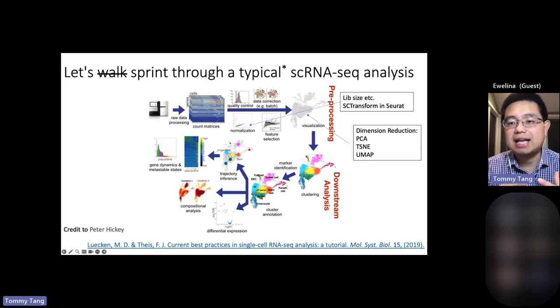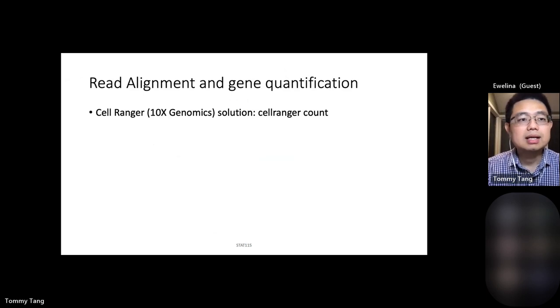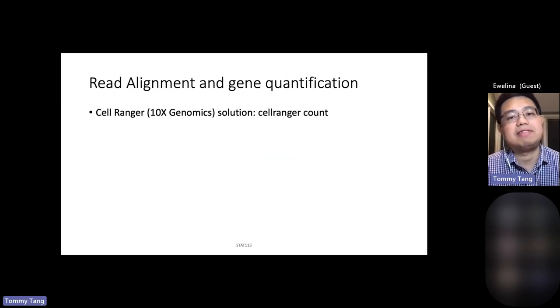And if you have a case control experiment, you can carry out differential expression or differential abundance analysis between groups. Lastly, you can do trajectory analysis to study the transition of cell states along pseudotime. I will dive into each step in my following talk. Oh, by the way, don't worry, I will share the slides with you after the talk, so you can refer to them later. So first, read alignment and quantification.